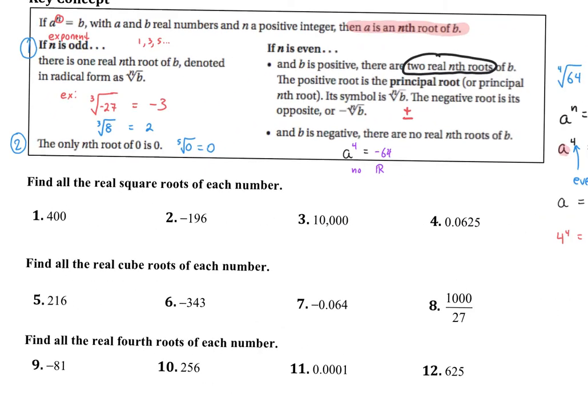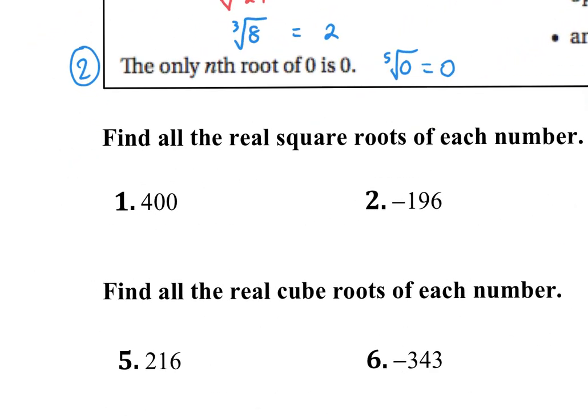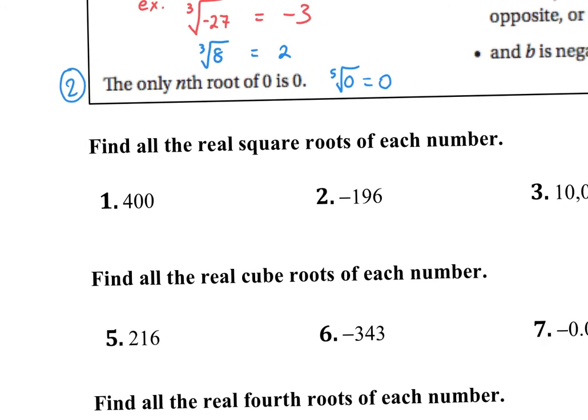All right. Now what's nice is here, when we're evaluating these, we can use our calculators to speed things up. So we're going to find all the real roots of each number. Notice, in this case, this is the square root, which is even. When you have even, you have to have plus or minus as your result. Okay? So what is the square root of 400?